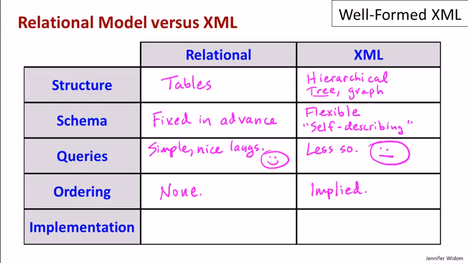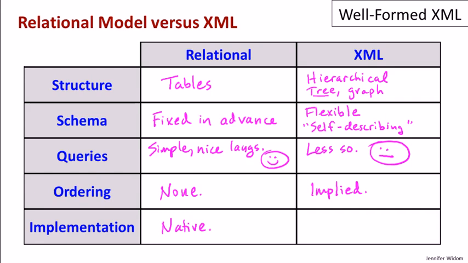Lastly, let's talk about implementation. As I mentioned in earlier videos, the relational model has been around for at least 35 years, and the systems that implement it have been around almost as long. They're very mature systems. They implement the relational model as the native model of the systems, and they're widely used.